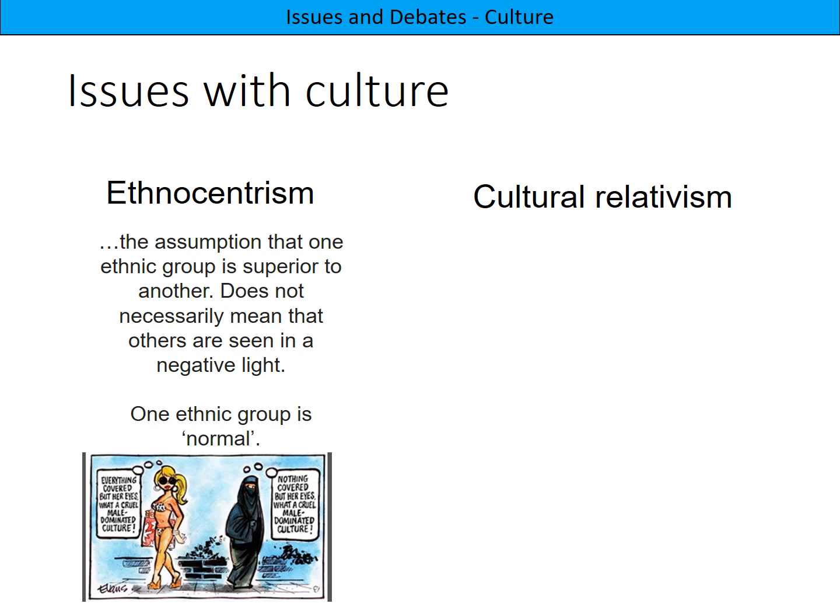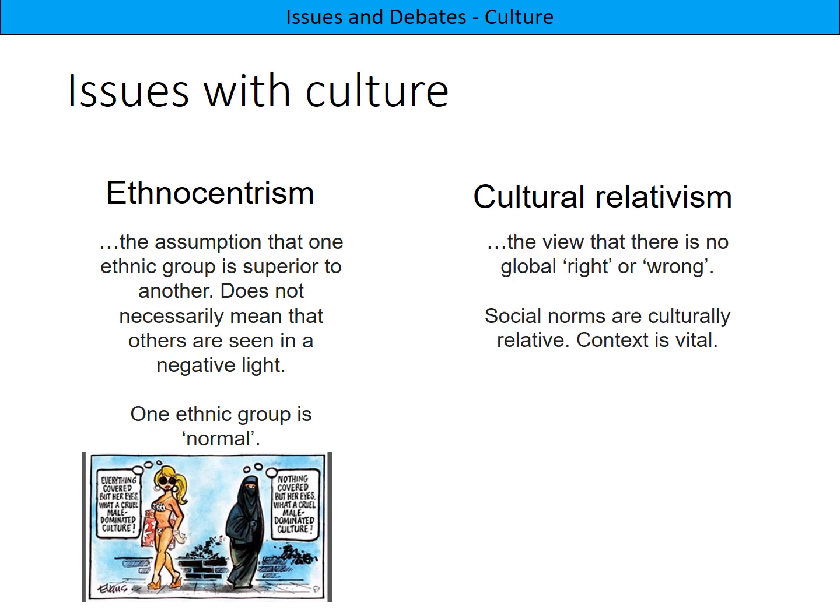The lady on the left in her bikini is thinking everything is covered but her eyes. What a cruel male-dominated culture. The lady in the burqa on the right-hand side is saying nothing is covered but her eyes. What a cruel male-dominated culture. So they're both judging each other based on their own values. The lady on the right is assuming that she's superior. The lady on the left is assuming that she's superior. They're both assuming that their behaviour is normal.